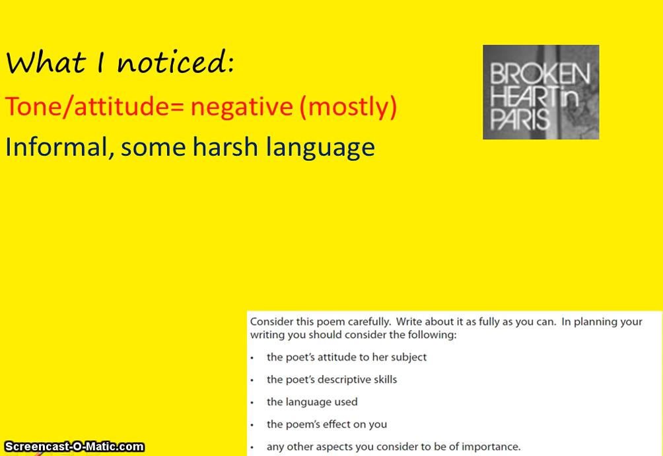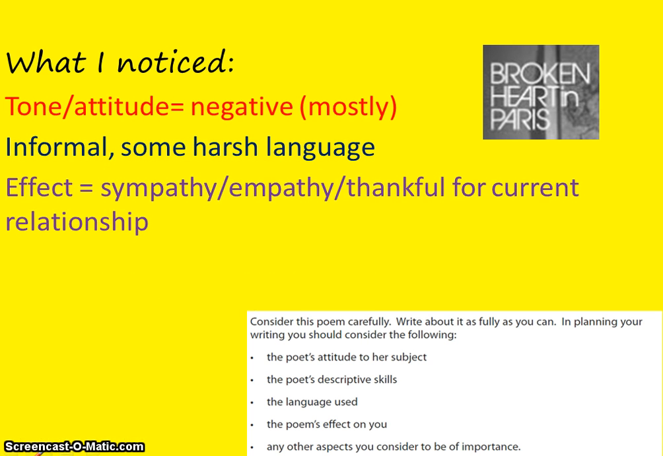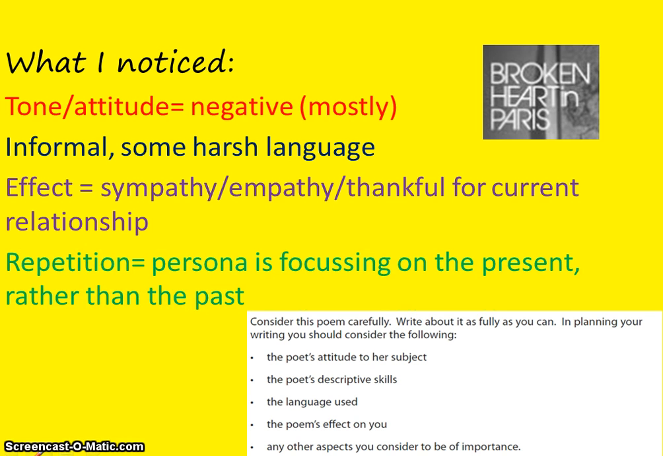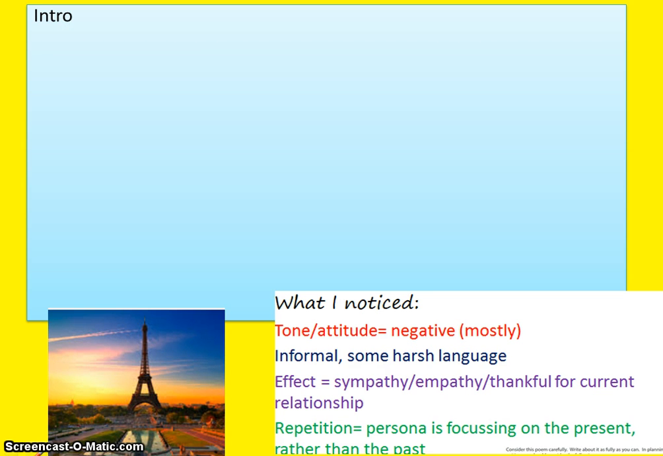They use some informal, some harsh language. The overall effect is I feel a bit sorry for the persona. It also makes me grateful for my current relationship because it's a good one, and in the poem it's not a good one. I also notice repetition. The persona focuses on the present rather than the past, so they just want to move past the past. So down at the corner you see the different things that I've noticed.